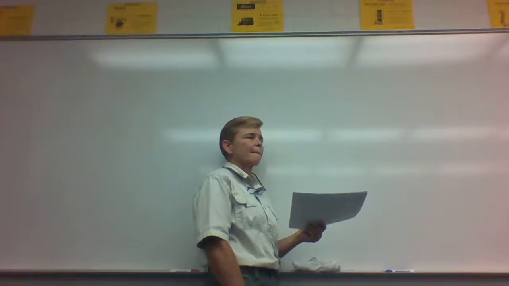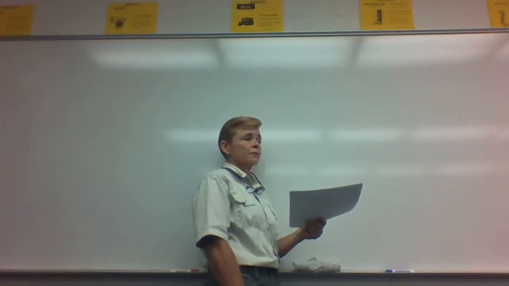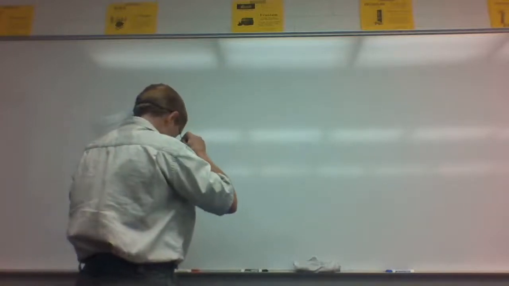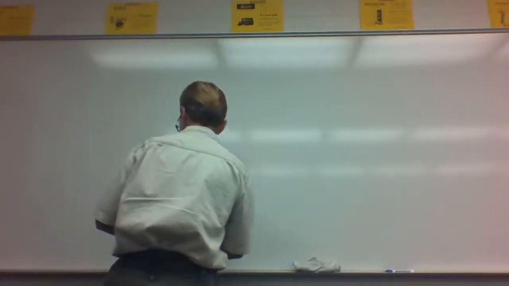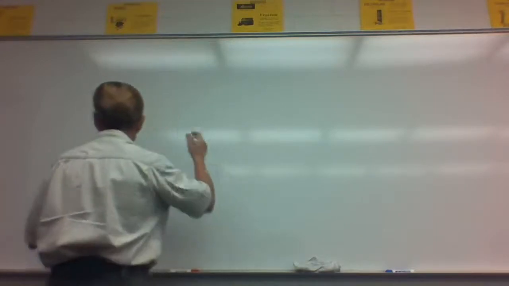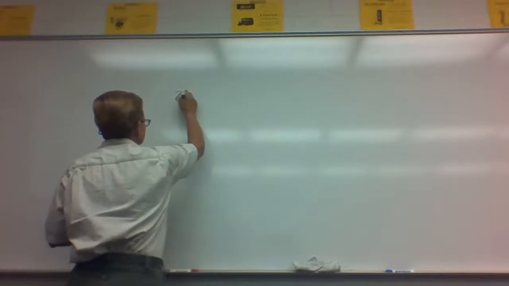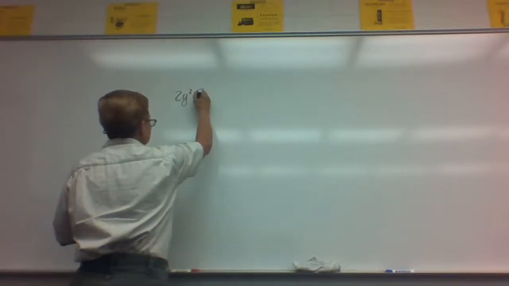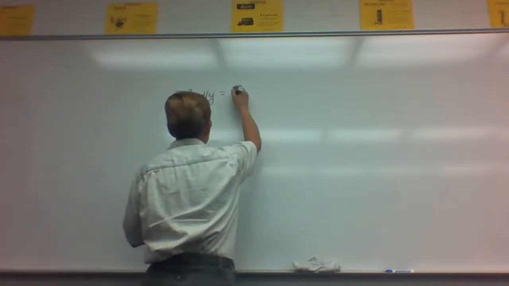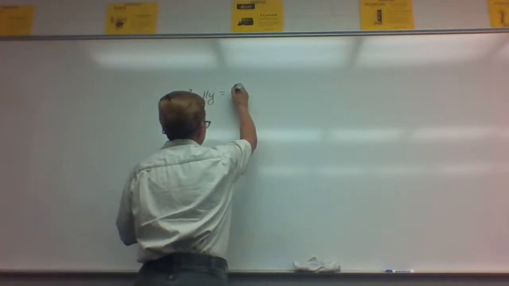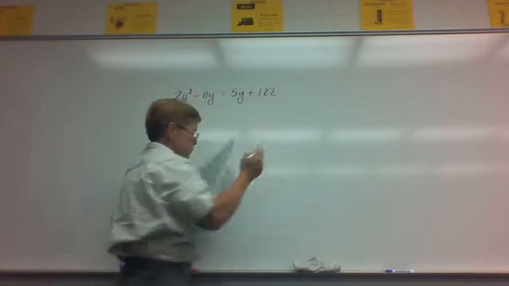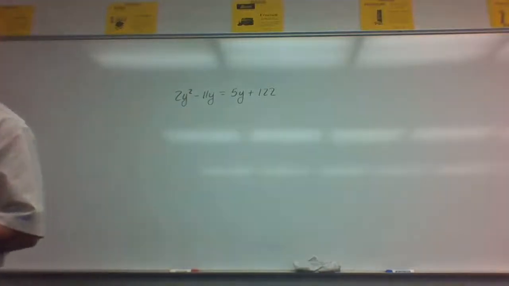Remember how to handle that? Yeah. We're going to do one like this, and that's all. Are you ready? So it's going to be something like this, and they may not have x as the variable, but as you know, you type x when you do it in the calculator. So if I have something like this, 2y squared minus 11y equals 5y plus 122. I just made this up, so I have no idea how it's going to work out.